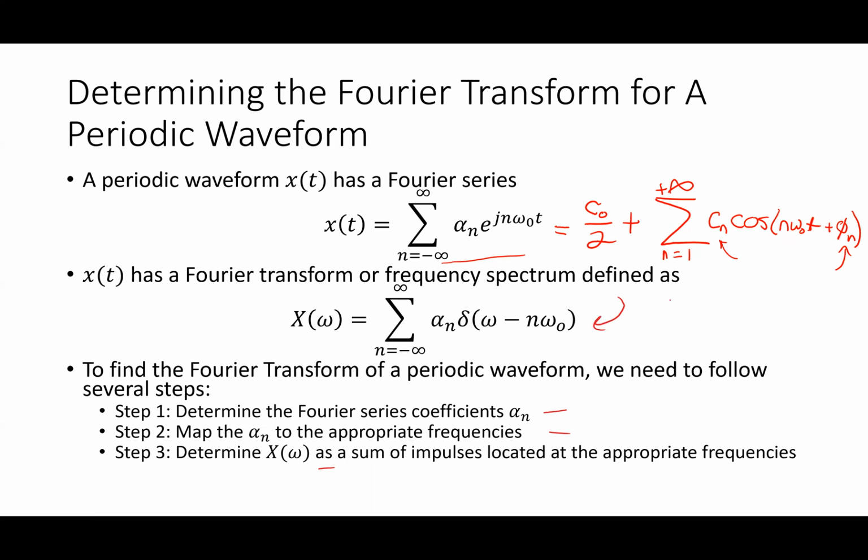What I do is I take the alpha values and I say that there is a set of impulses that are weighted by the alpha values at the frequencies where I have information. And the frequencies where I have information are going to be what? They're going to be at omega equals 0, at omega naught. What would be the next one? What's that?